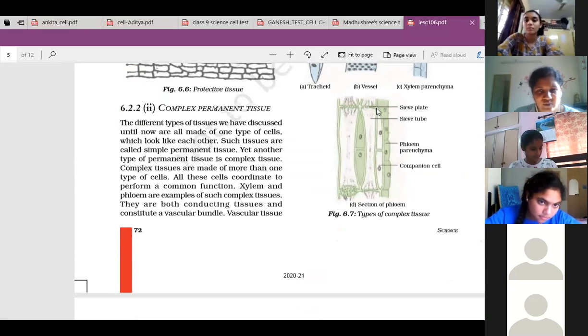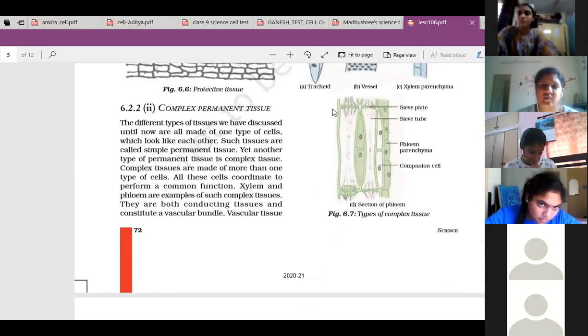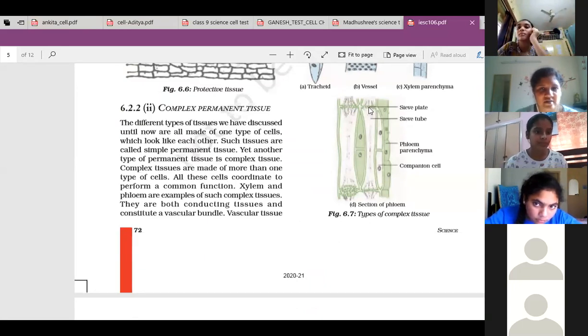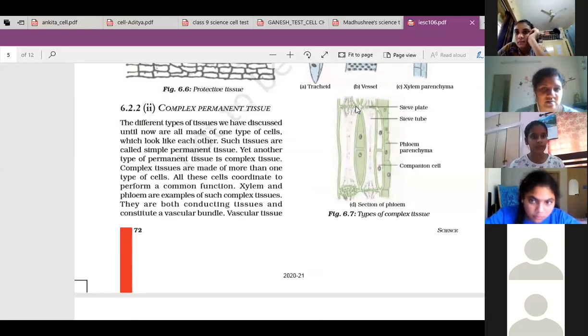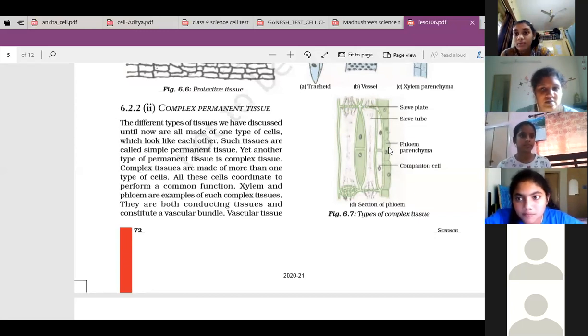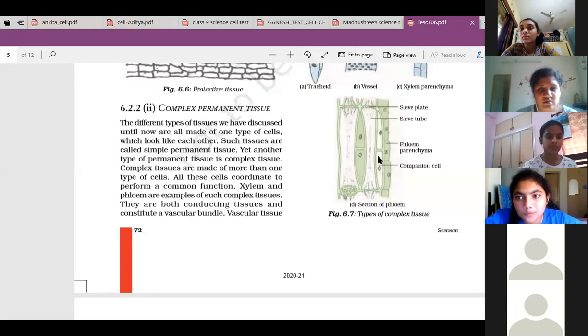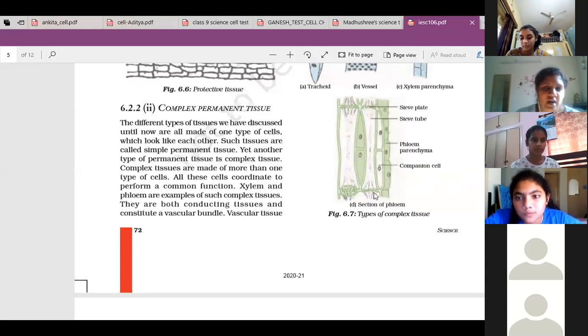This diagram you have to remember with these names. Sieve plate, that is a sieve-like structure, so that one cell connects to another cell. This is the sieve plate. This is the sieve tube. This is parenchyma. At the end, there are the parenchyma cells, and these are companion cells which are helping it out. Sideways conduction is happening due to companion cells. Upward or downward movement is due to the sieve tube.